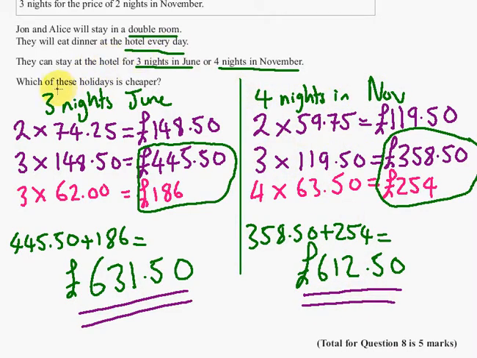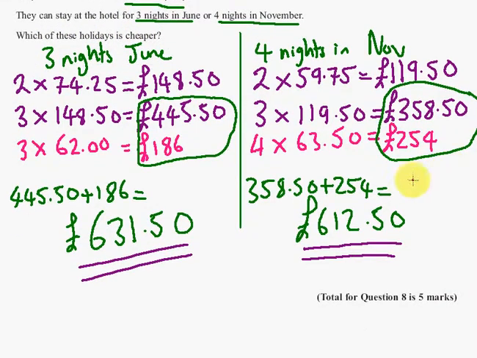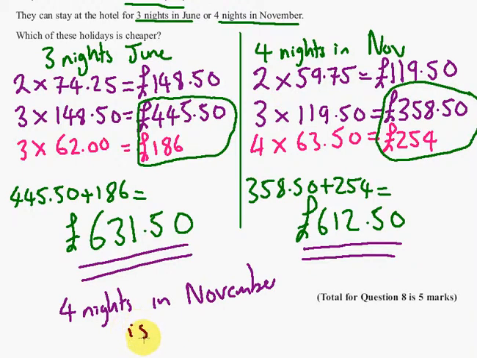So remember to answer the question, which of these holidays are cheaper? 4 nights in November is cheaper.